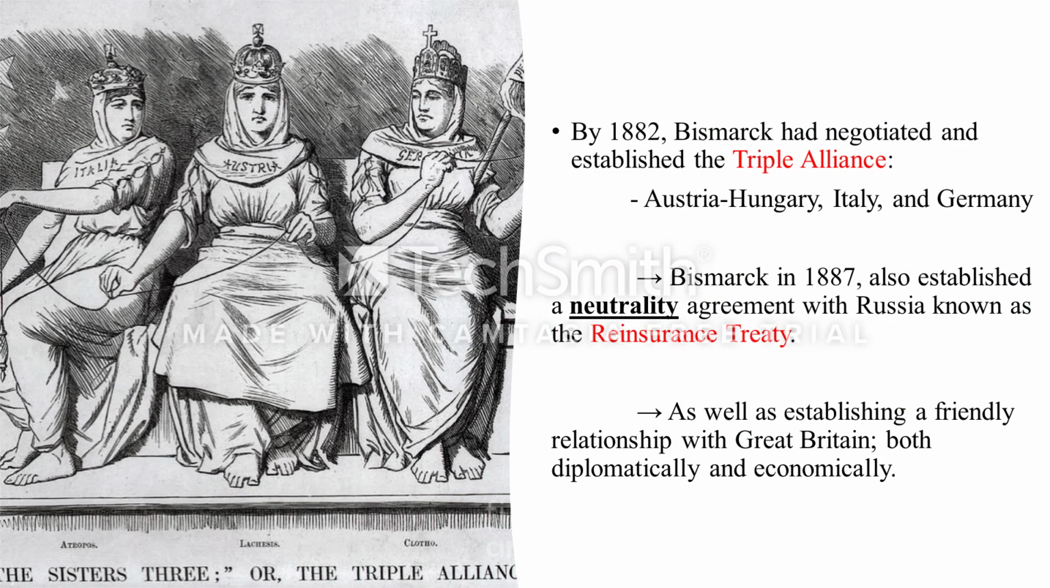By 1882, Bismarck had negotiated and established the Triple Alliance, which consisted of Austria-Hungary, Italy, and obviously Germany itself. Bismarck in 1887 also establishes a neutrality agreement with Russia known as the Reinsurance Treaty, as well as establishing a friendly relationship with Great Britain, both diplomatically and economically.